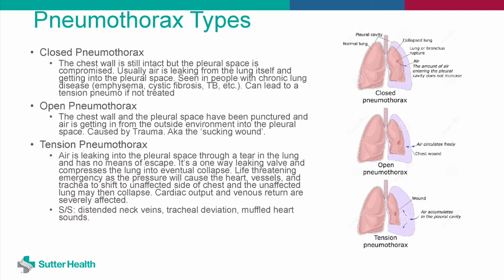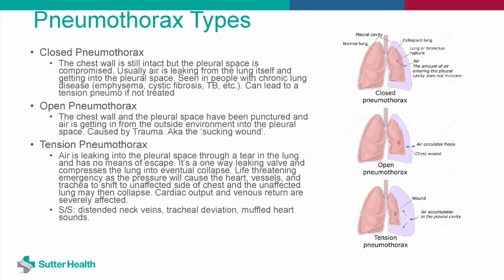Pneumothorax types. A closed pneumothorax is when the chest wall is still intact, but the pleural space is compromised. Usually air is leaking from the lung itself and getting into the pleural space. This is seen in people with chronic lung disease, emphysema, cystic fibrosis, tuberculosis, etc., and can lead to a tension pneumo if not treated.